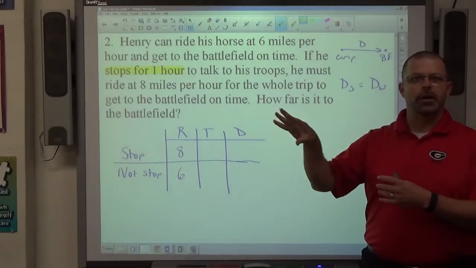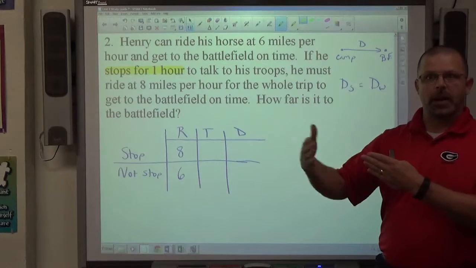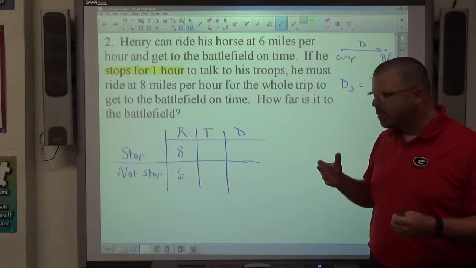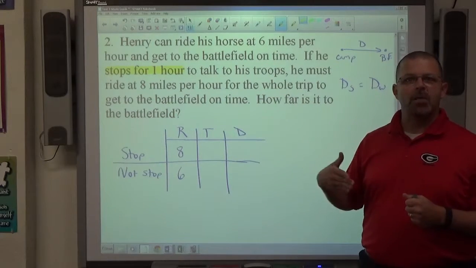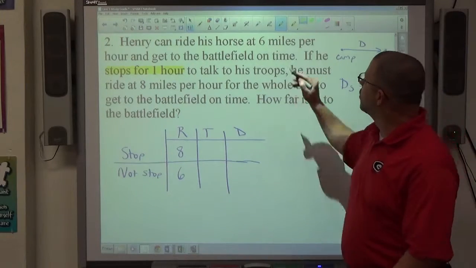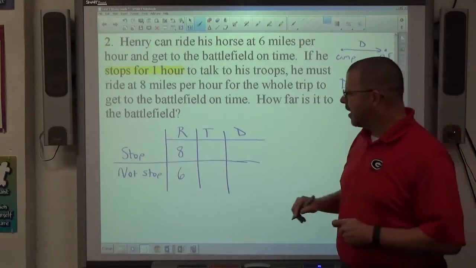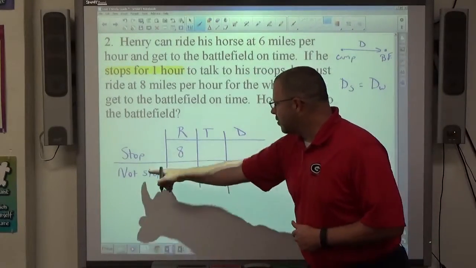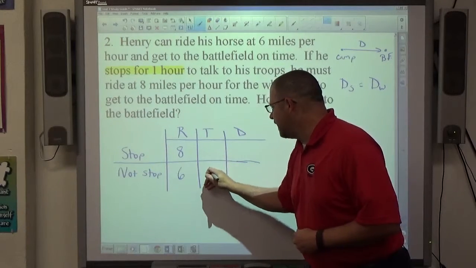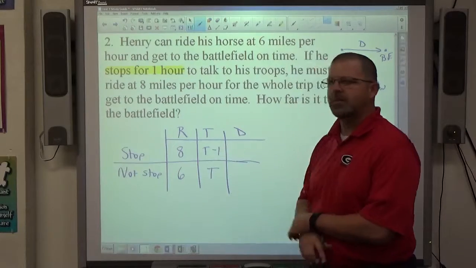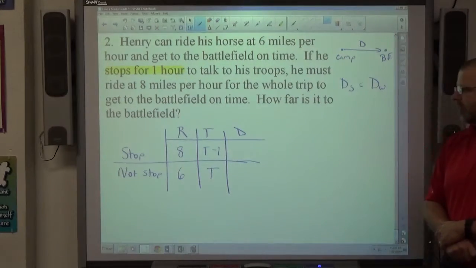Football game starting at 3 o'clock. You need to get there at 3 o'clock or whatever time the game starts prior to that. But they're not going to change the time of the battle because he's stopping to talk to his troops. So if he stops to talk to his troops, he has less time to get there than if he doesn't stop. So if he doesn't stop and it takes him T hours, stopping for an hour gives him 1 less hour to get there, so T minus 1 would be his time with the stop.